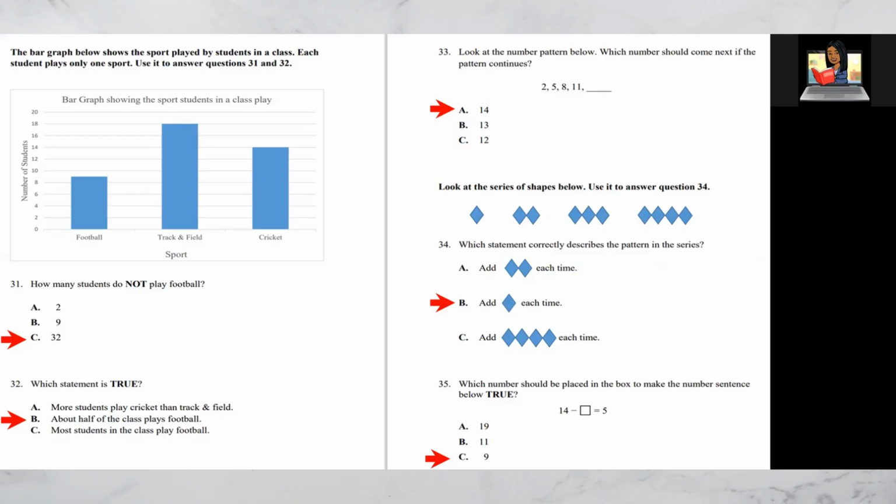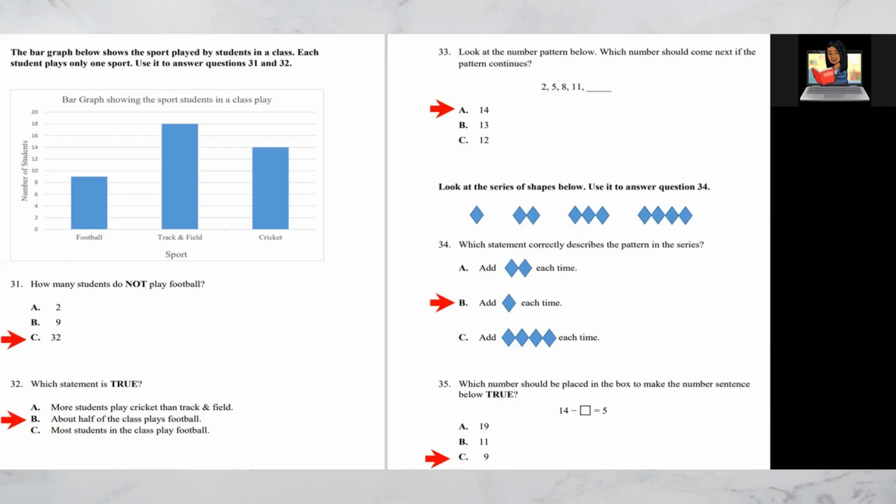Let us look at this one now. Look at the series of shapes below. Use it to answer question 34. Which statement correctly describes the pattern in the series? A, add 2 diamonds each time. B, add 1 diamond each time. C, add 4 diamonds each time. It has to be B, children, because you're going 1, 2, 3, 4.